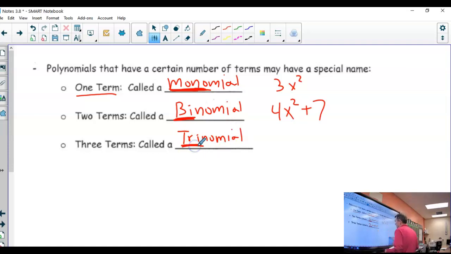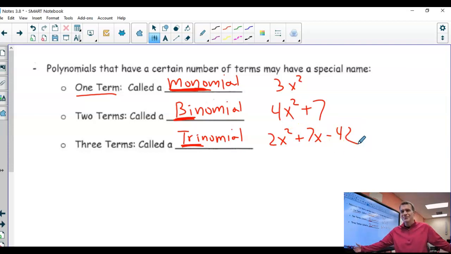Tri, of course, means three, like tricycle. An example of that might be 2x squared plus 7x minus 42. And there you go. Those are good to know, I feel like. Monomial, binomial, trinomial. After three terms, there is no special name. After that, they're all just polynomials. And in fact, these are also polynomials. It's just if it has one term, it's a polynomial that has a special name called a monomial.